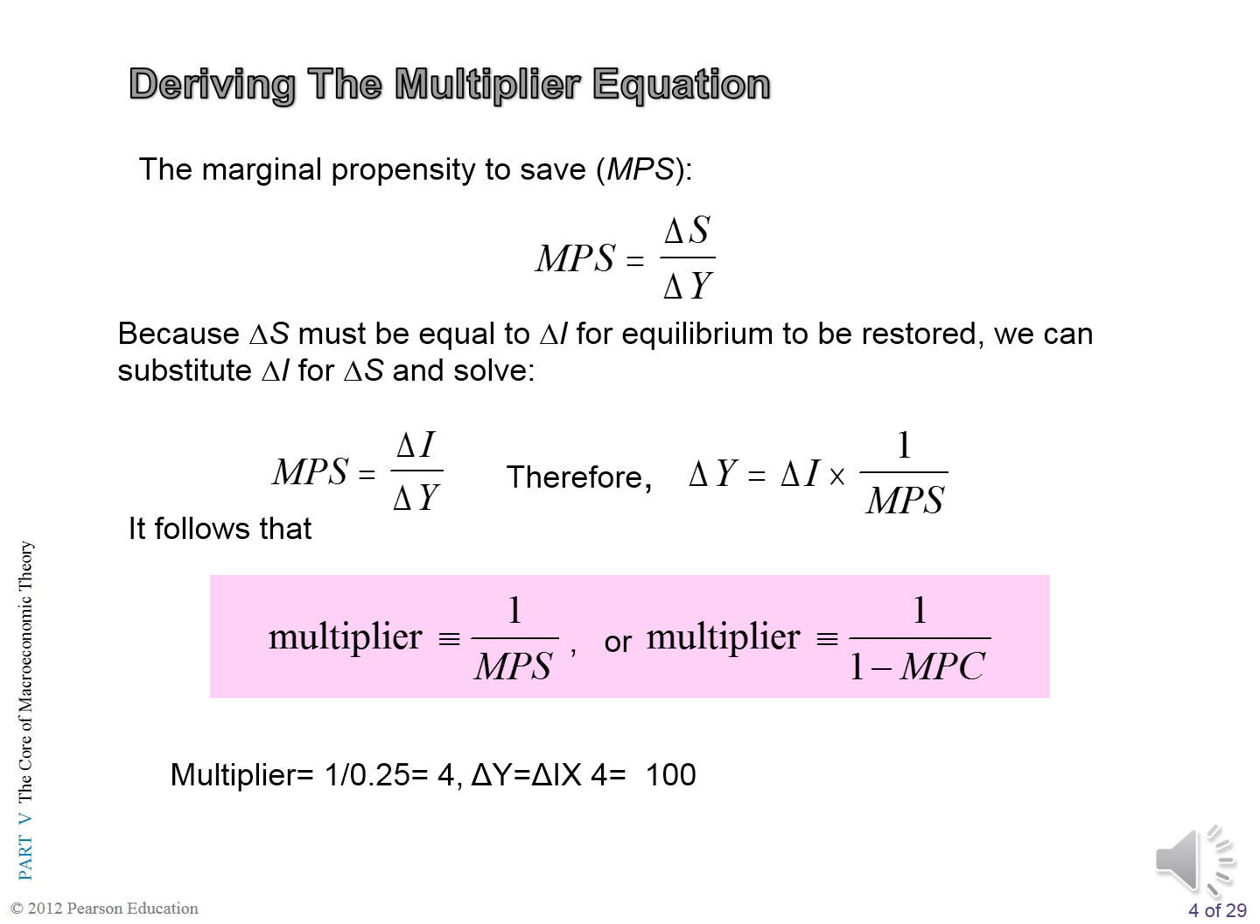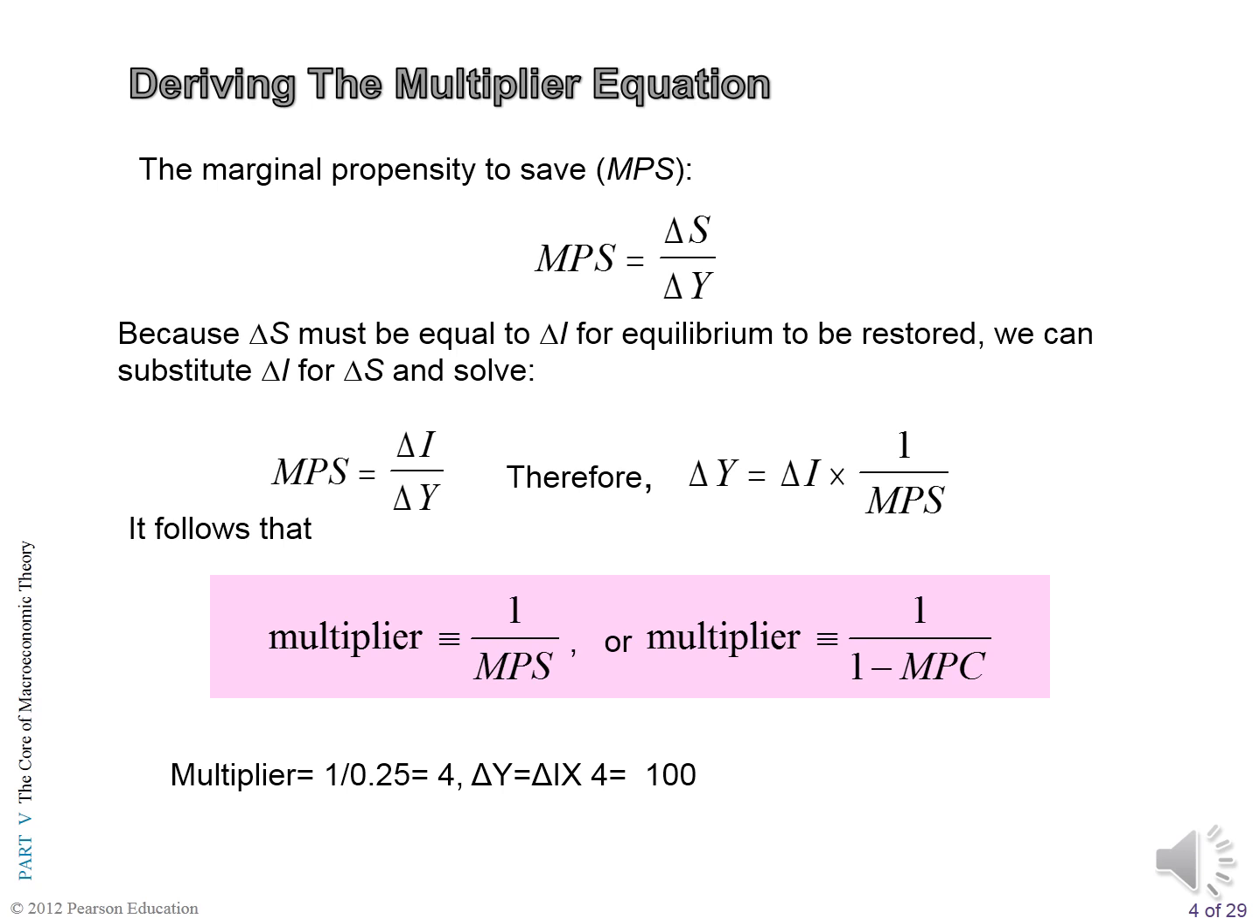So the multiplier in our example equals 1 over marginal propensity to save, which is 0.25, so it will be 4. So delta Y equals delta I times 4, which is 100. Let me make sure I understand this last sentence. The multiplier in this economy equals 4.